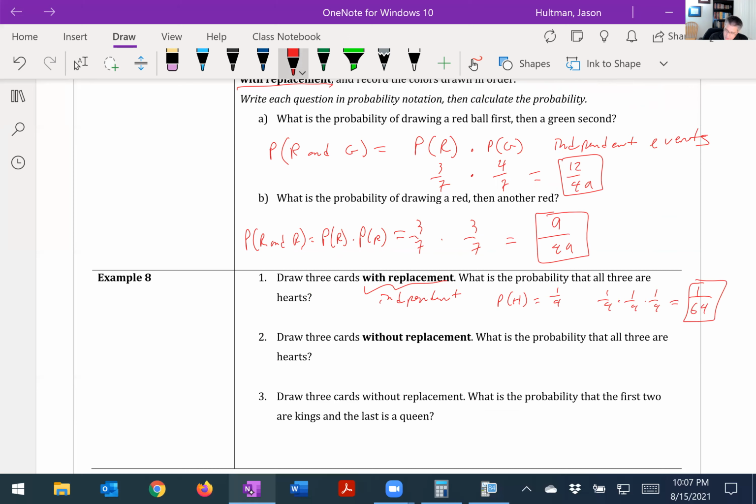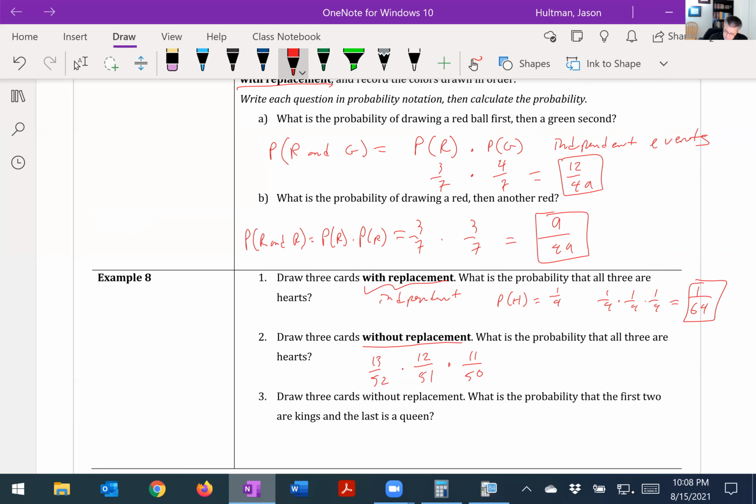Draw 3 cards without replacement. Okay, so each time the number of cards in the deck is going to go down. What's the probability that all 3 are hearts? The first time I draw is 1 out of 4, or maybe we'll do 13 out of 52. The next time I draw, there's 1 less heart and 1 less card, so it becomes 12 out of 51. The next time I draw, it's 11 out of 50, 1 less heart and 1 less card, because I'm not putting it back into the deck. So I multiply this together.